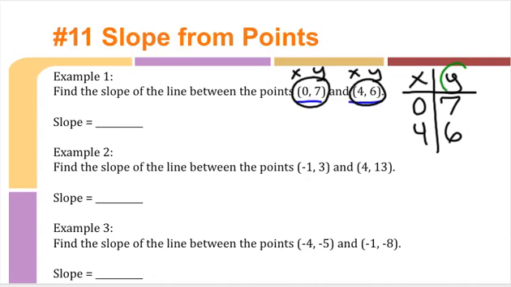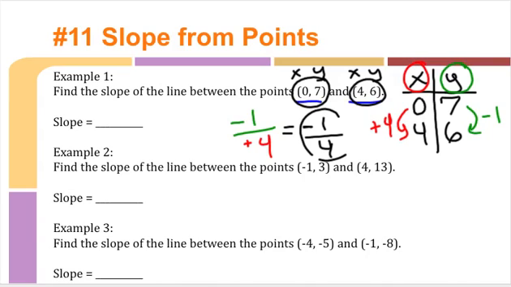Going to use the same color coding again. So I'm looking at my y values from 7 to 6, that's subtracting 1. From 0 to 4, that's adding 4. So I'm going to go ahead and take my change in y, -1, and divide it by +4. Now I know a negative divided by a positive is a negative, and 4 actually does not go into 1 evenly, so my slope is -1/4.